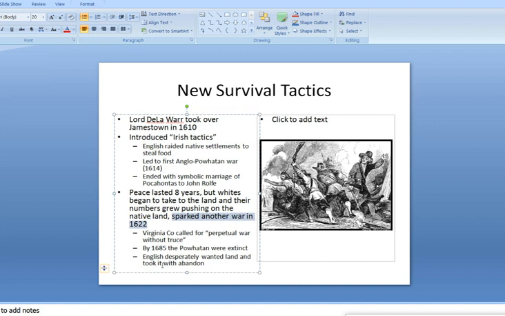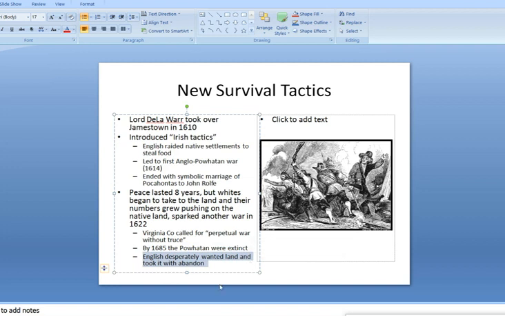So, in 1622, there's another war. The Virginia Company called for a perpetual war without truce. And that war is going to last for a while. By 1685, the Powhatan Indians were essentially extinct. Take that in for a second. The thirst for land and riches led to an almost all-out extinction of this one tribe.